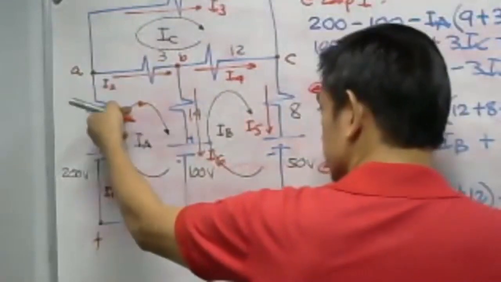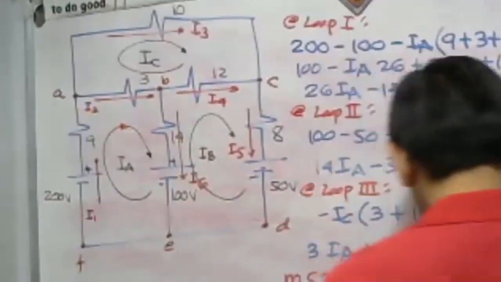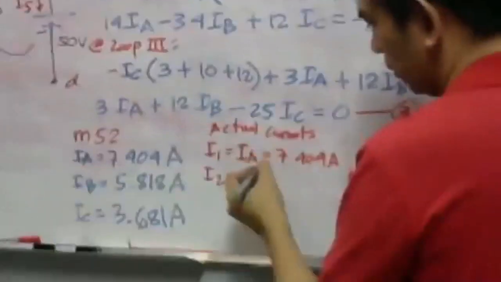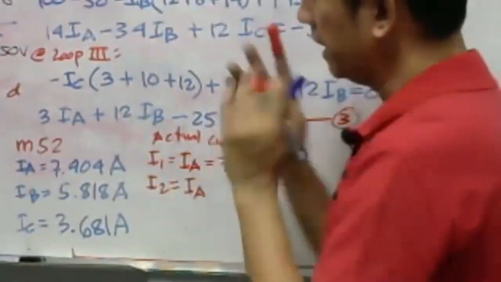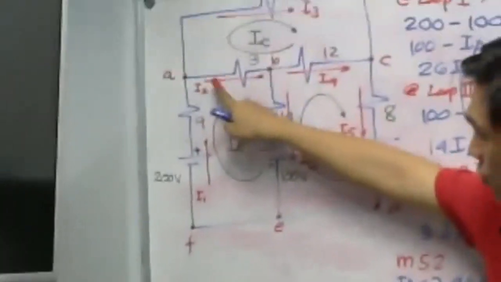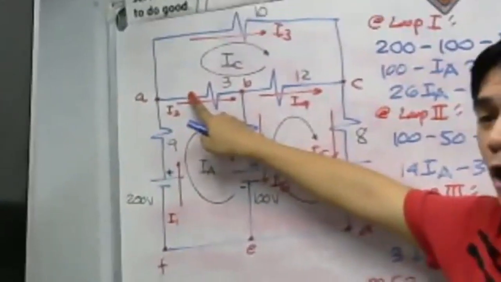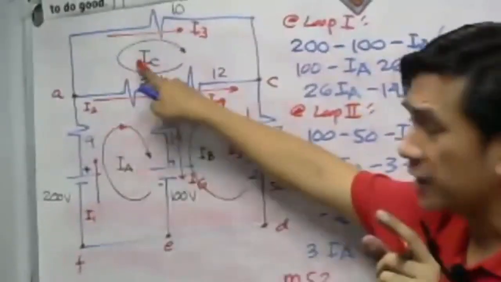To the right, to the right. So, if they have the same direction, just copy it as it is, that is positive I sub A. But take note, our I sub 2 is the current flowing through our common resistor. The 3 ohm is common to loop 1 and loop 3.